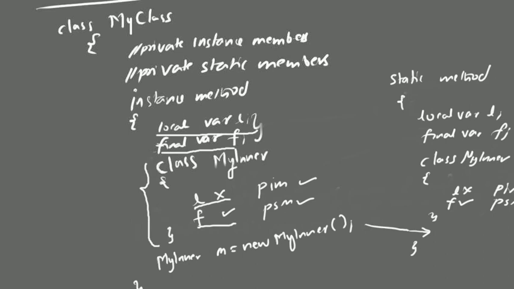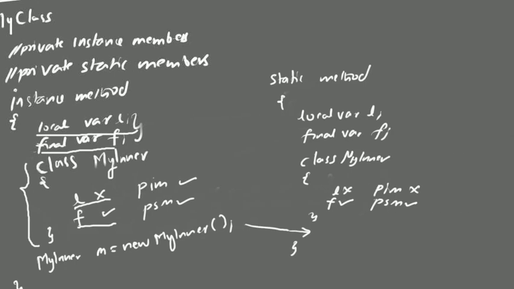But if you were to have the same class within a static method, you can only access the static members, but not the private instance methods or members. And these two are the same. You cannot access the local members whatsoever, but you can access the final ones.